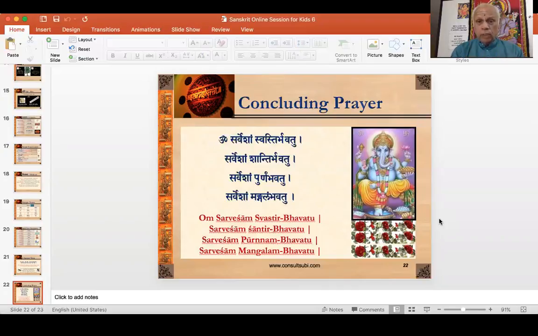So in this concluding prayer, you have 4 lines. And each of the 4 lines says Sarvesham, Sarvesham, Sarvesham. Everybody, all should be healthy, all should be happy, all should be peaceful, all should be complete, all should be auspicious. So that is the concluding prayer. With this, we conclude this lesson.